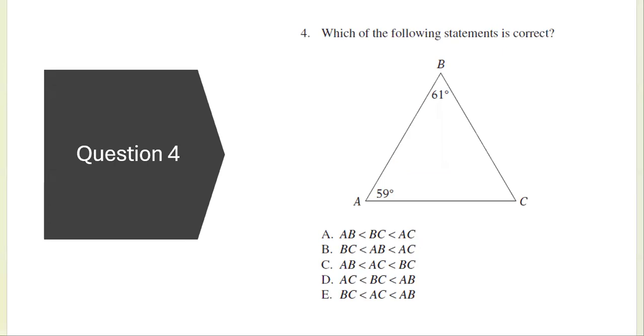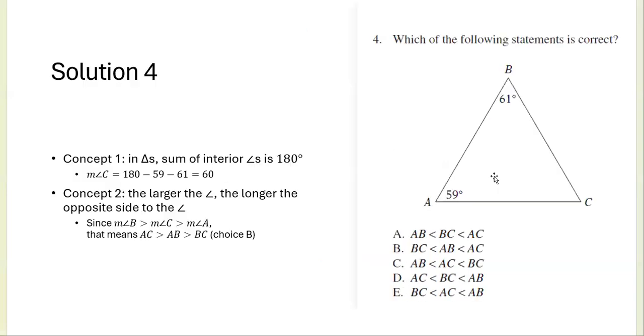Okay. This is testing two different concepts. First of all, we might need to know what this angle is over here. So again, the concept of the sum of the interior angles is 180 degrees. So this angle, angle C, is 180 minus 59 minus 61, okay, which is 60. So measure of angle C is 60.